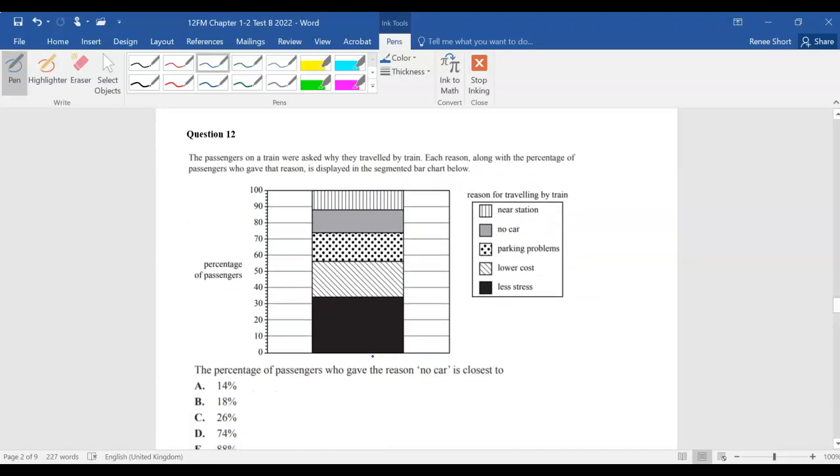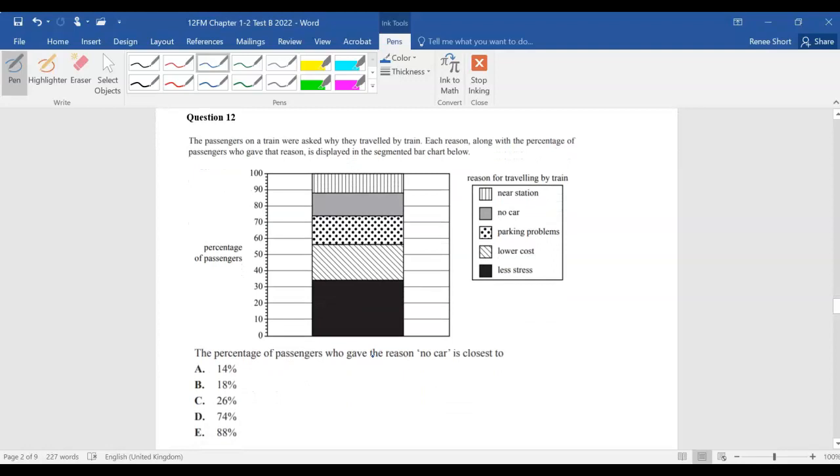Question 12 gets us to look at a segmented bar chart, and it says passengers on a train were asked why they travelled by the train, and so then there's 5 different reasons, and they've been displayed here. It says the percentage of passengers who gave the reason no car is closest to. If we look at the key, no car is this grey colour, so it's this bit here.